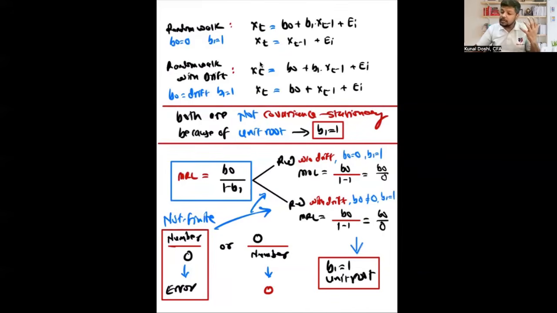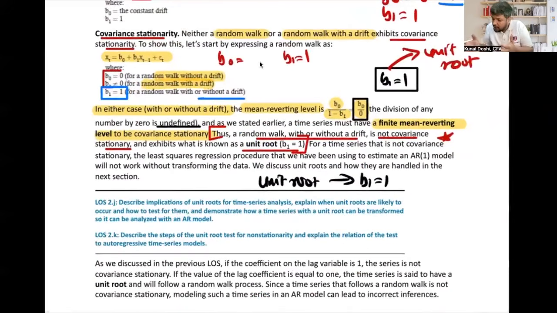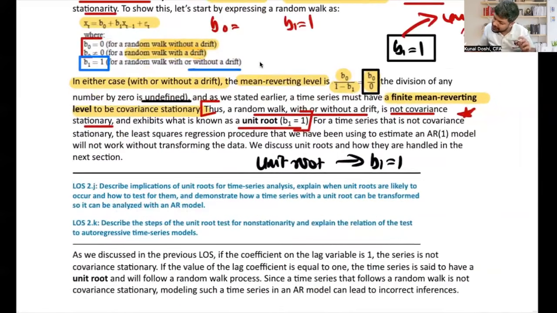Now, the procedure is, okay, what do I do about it? First of all, for a time series that is not covariance stationary, the least square regression procedure that we use to estimate the AR model will not work. So, okay, ignore it? No, no. We will transform the data so that we can use such a model. The problem with the model is that it does not meet the property, so we'll fix it.